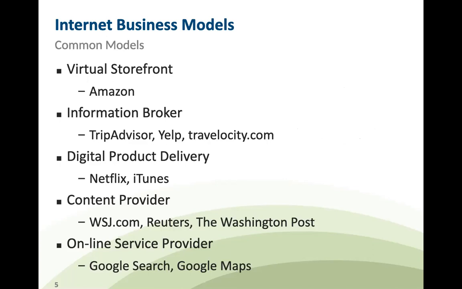Okay, so we'll focus on some common business models available. Virtual storefront, which is used by Amazon. Then information broker, which is used by TripAdvisor, Yelp, and travelocity.com. Digital product delivery is used by Netflix and iTunes. Content provider, used by WSJ.com, Reuters, and the Washington Post. And online service providers, with examples such as Google Search and Google Maps. These are the common internet business models.